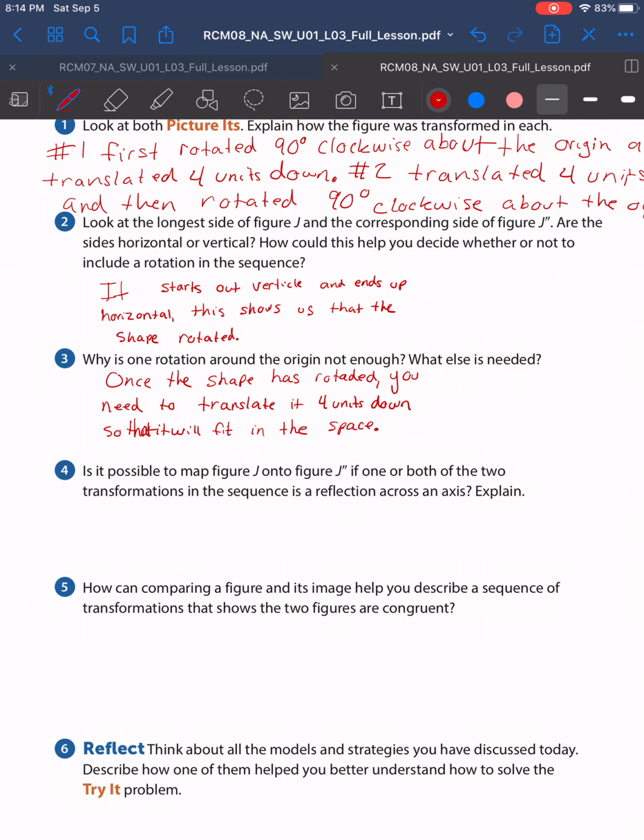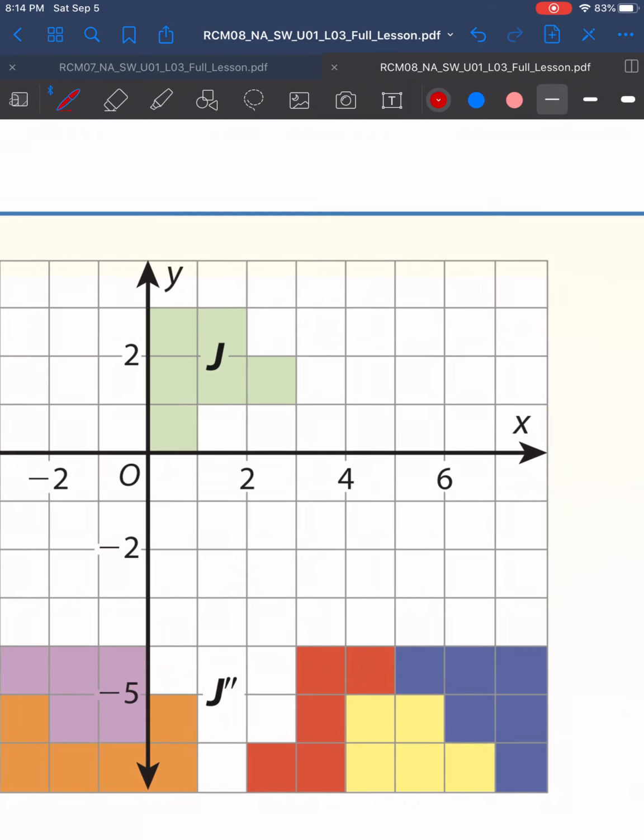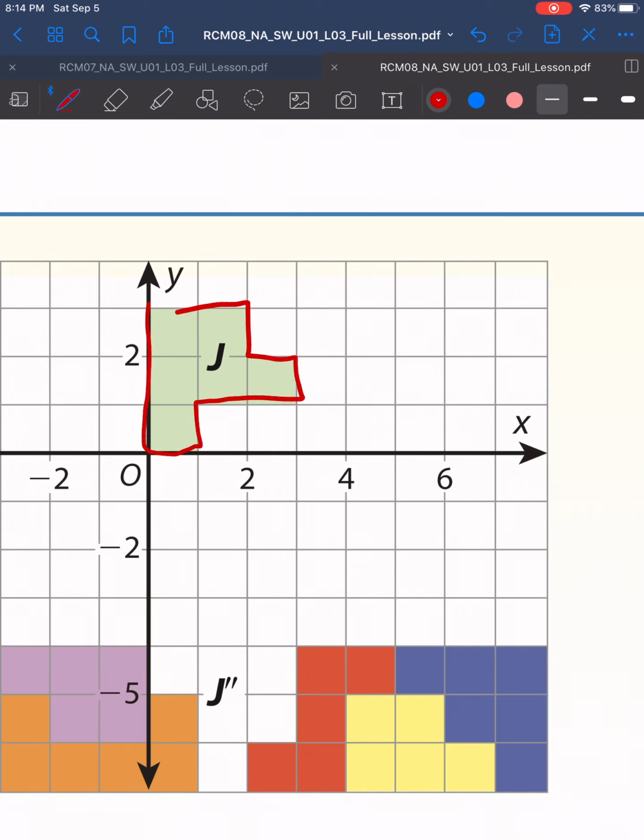Number 4, is it possible to map figure J onto figure J double prime if one or both of the two transformations in the sequence is a reflection across the x-axis? Oh, weird. Let's think about that for a second. So it's saying, what if I took J and reflected it across the x-axis, so then it would look something like this. They're saying, could I reflect it and then be able to?